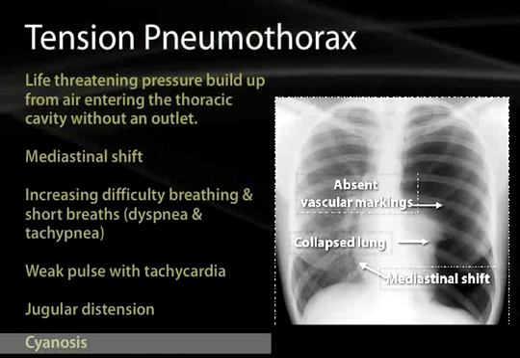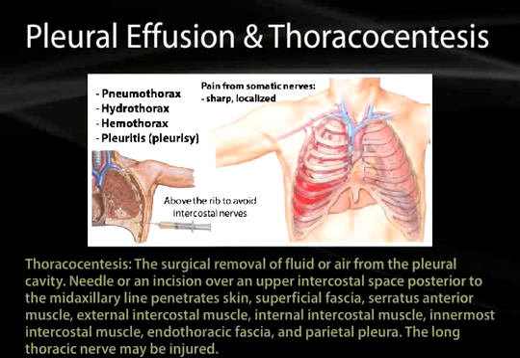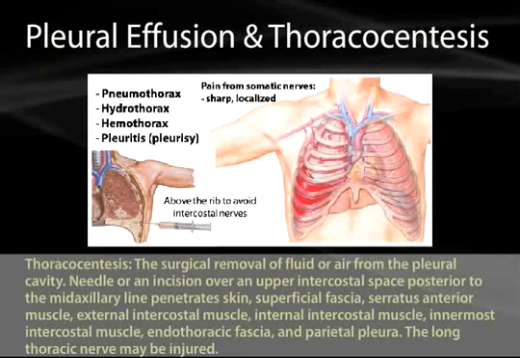And that venous system pressure buildup is going to show as a jugular distension and probably a cyanotic appearance of first the lips and then potentially more of the body as this progresses. This is a life-threatening situation. Here you can see that mediastinal shift and that absent lung marking. That's probably the collapsed lung against the heart shadow on the left side.